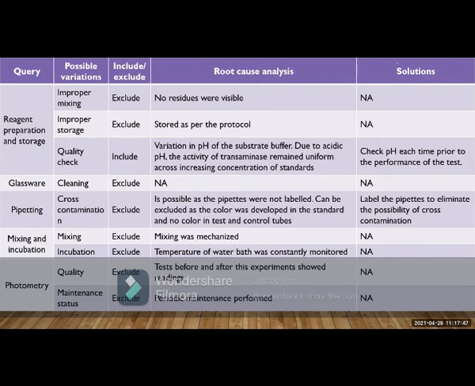And so how do we solve this issue? Check the pH every time. Before the start of the test, every time you have to check the pH. If the pH is not proper, adjust it to the recommended guidelines, and then you do the testing.